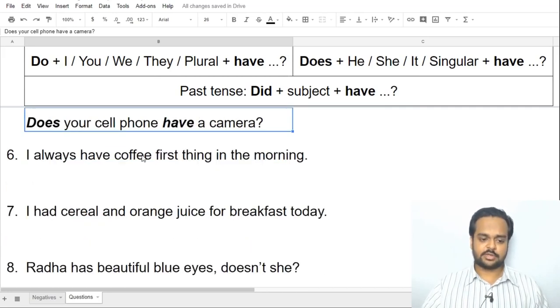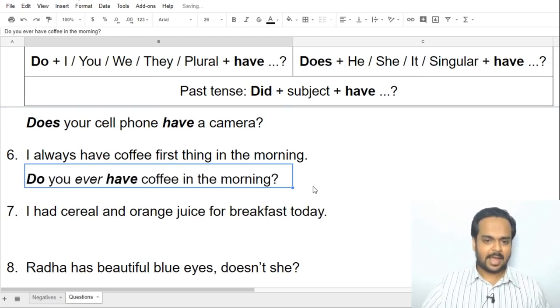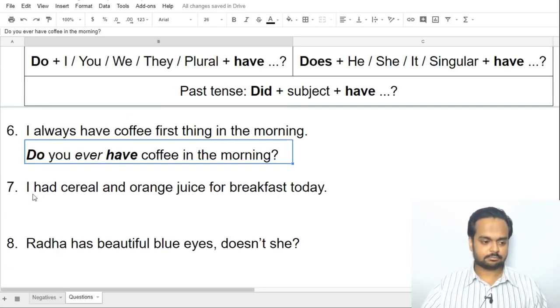I always have coffee first thing in the morning. Do you ever have coffee in the morning? That's a more natural question. You can also ask, do you always have coffee in the morning? Don't you always have coffee in the morning? I thought you always had coffee in the morning, like that.